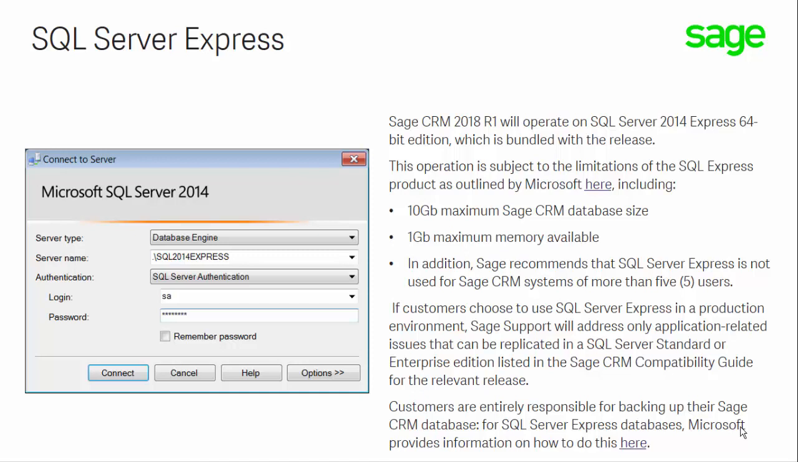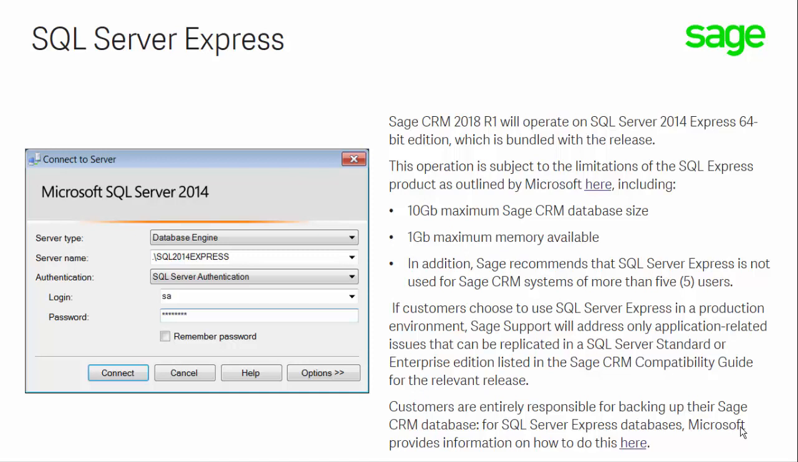There are some very important restrictions to using SQL Server Express, but colleagues and partners already working with Sage BMS systems will be familiar with these, as products such as Sage 300 are already supported in a production environment on MS SQL Server Express. The limitations of SQL Express include a 10 gig maximum Sage CRM database size or a 1 gig maximum memory availability.